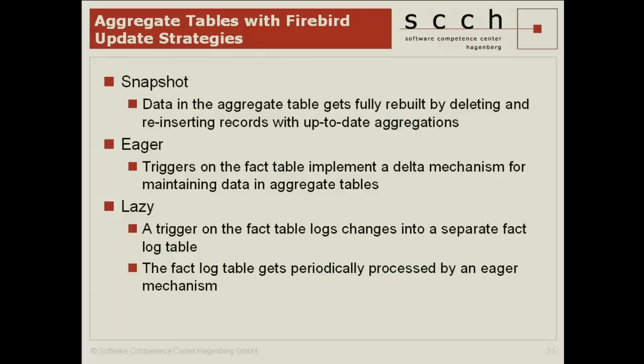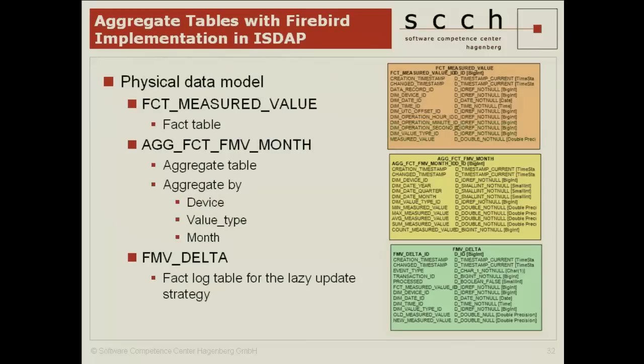For instance, if you can live with updating the aggregate data every night, then you could choose the lazy mode, because whatever update strategy you choose here, if you're using the eager mode, then your ETL job performance will decrease, because there is additional overhead, additional cost because of executing the triggers and processing the delta mechanism.